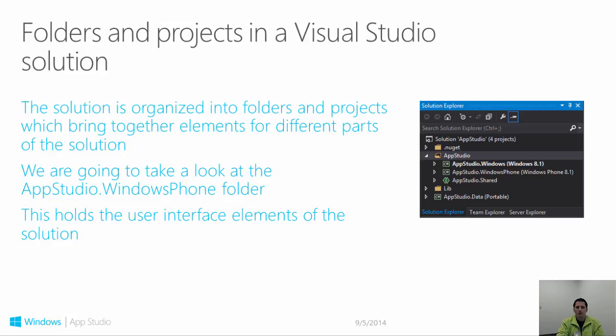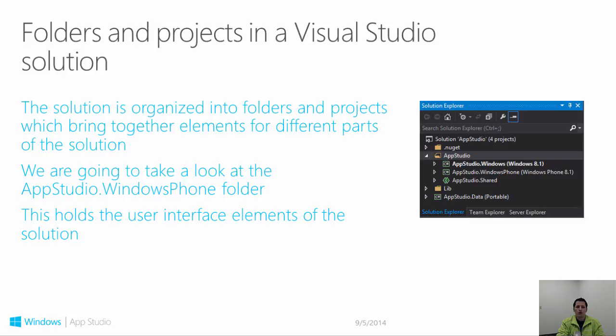Folders are identified with a manila folder icon, while projects will have an icon representing which language the project is written in. In the screenshot here, you can see that the AppStudio.Windows Phone is a project written in C#. You will also note that a solution can contain multiple projects, and that projects exported from App Studio will contain code for both Windows Phone and Windows, if you choose to generate for both Windows 8.1 and Windows Phone, which we are doing in this module.